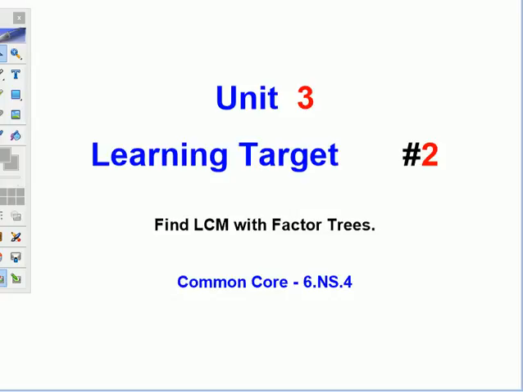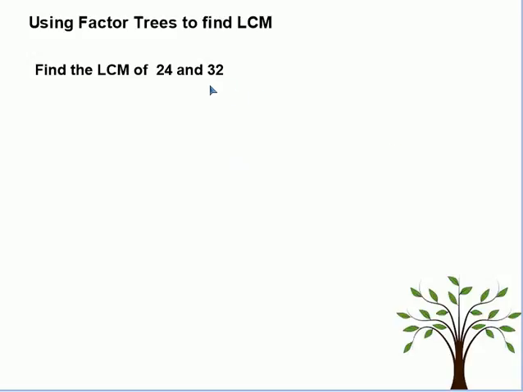Unit 3, Learning Target Number 2, Finding the LCM with Factor Trees. Once again, you can probably figure out that if we try to write the multiples of larger numbers down, it becomes a little bit difficult. So we can use factor trees to find the LCM, the least common multiple, as well. And here's how it works. We do the same thing to find our factor trees of each of the numbers.